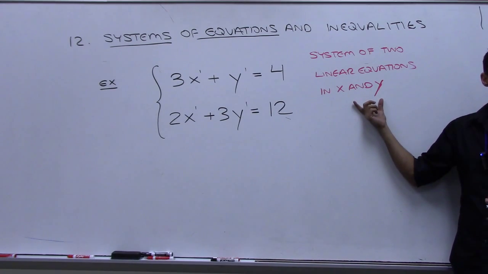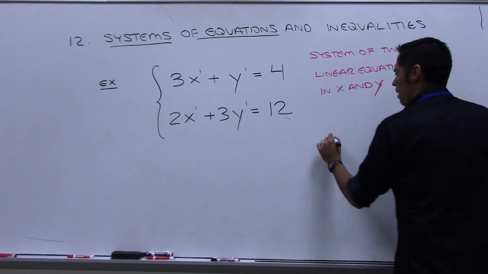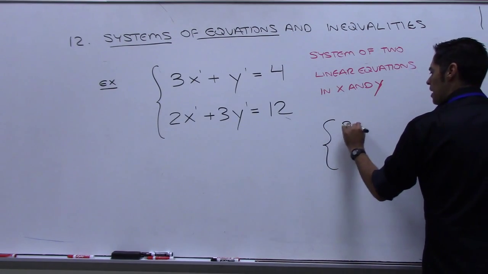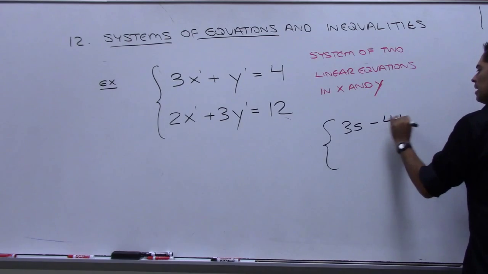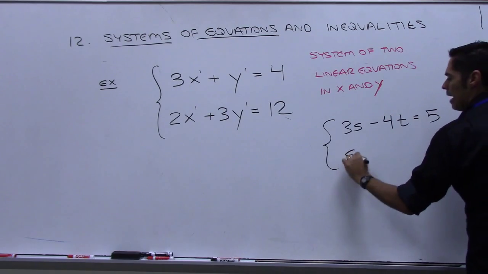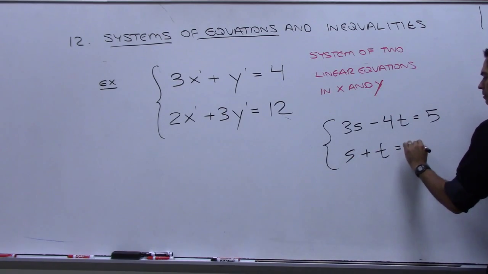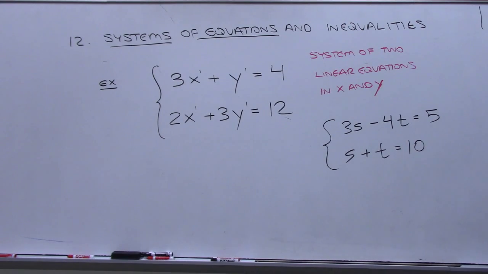All right? So if I were to give you a different problem like this, 3s minus 4t equals 5, and s plus t equals 10, we would say that this is a what? System of two linear equations in s and t. All right?